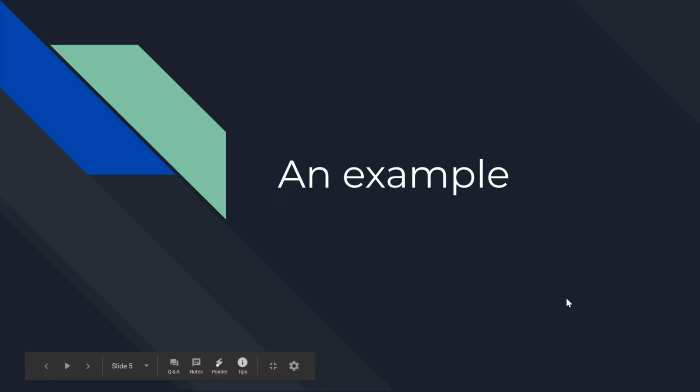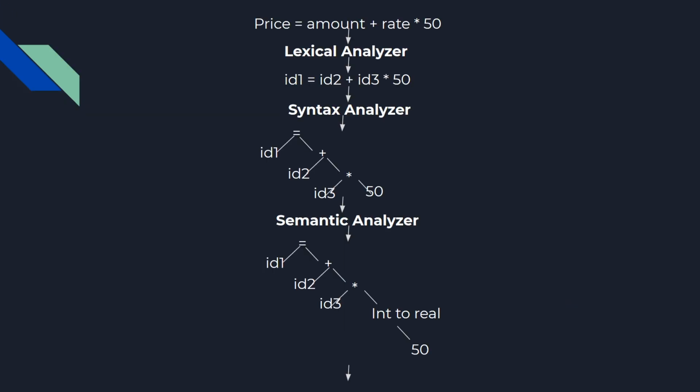We can see an example of each phase. Here I have taken a statement price equal to amount plus rate into 50. In this, price, amount and rate are considered as real data types and 50 is an integer data type. So as it passes through the lexical analyzer, everything is converted into tokens. The variables price, amount and rate are converted into different identifiers, id1, id2 and id3, and the operations and the constants are kept as such.